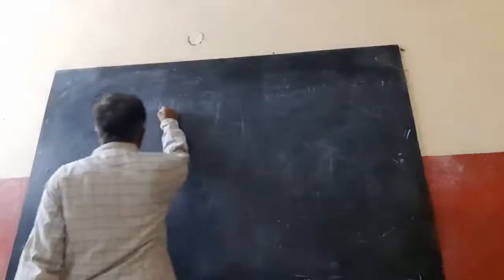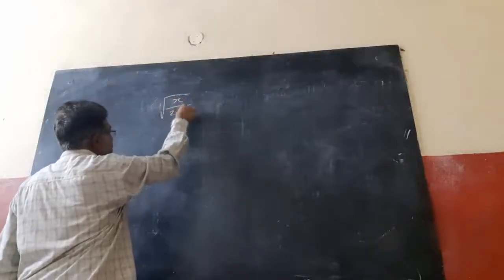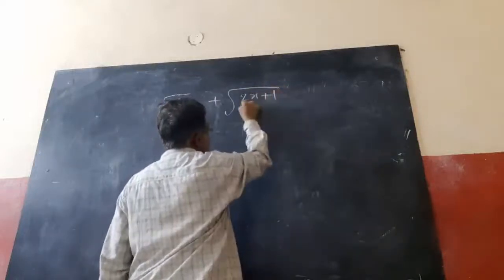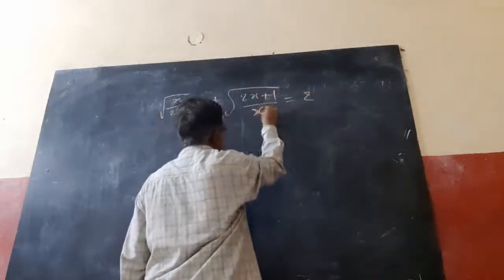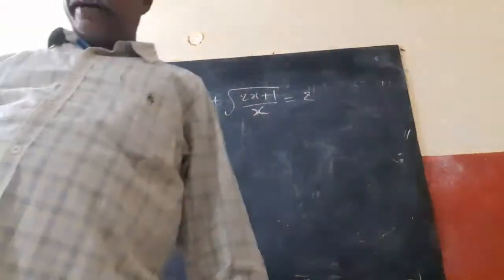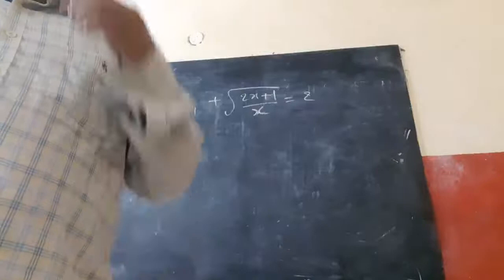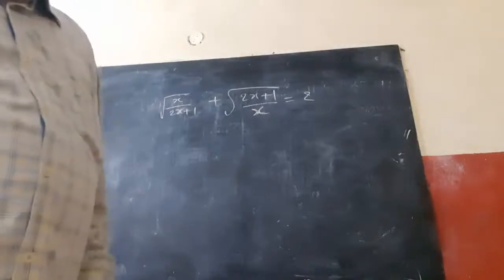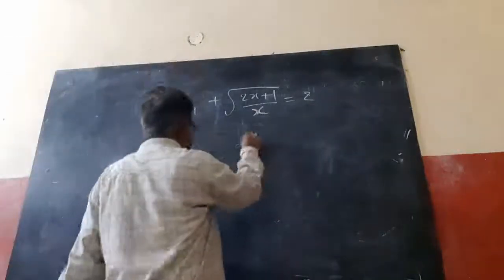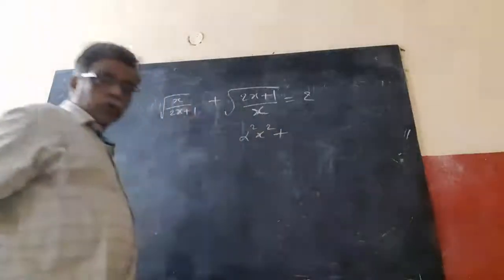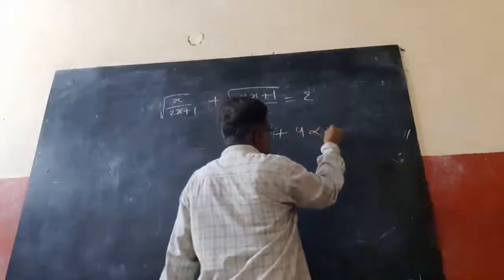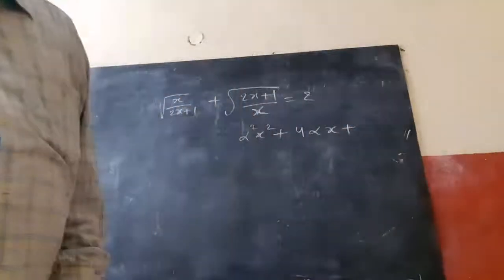Now, if alpha satisfies the equation root of x by (2x + 1) plus root of (2x + 1) by x equals 2, then the roots of the equation alpha squared x squared plus 4 alpha x plus 3 equals 0.